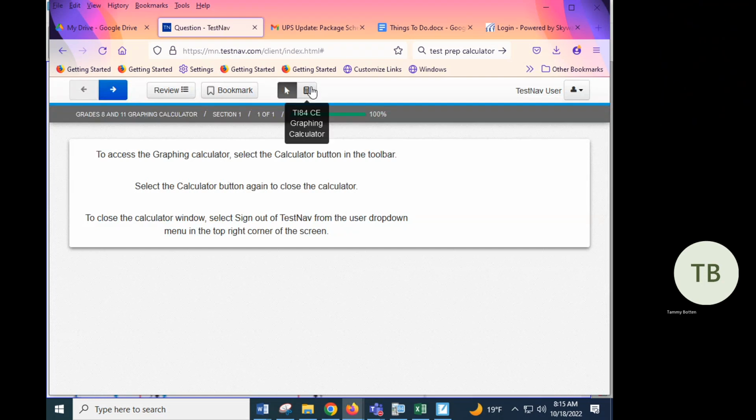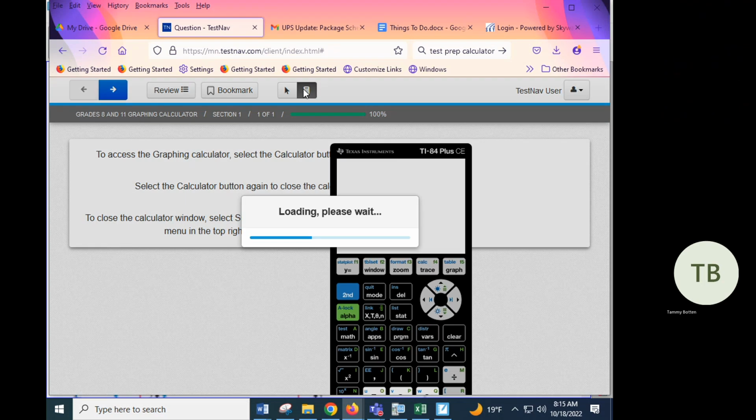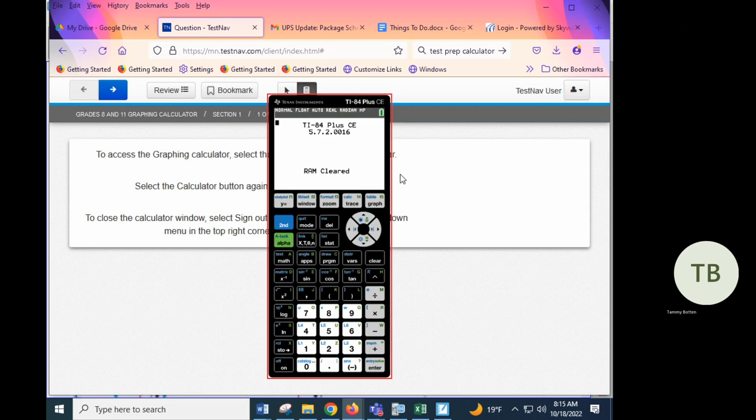Up here in the middle of that toolbar, you'll see a calculator icon. When you use this, you always have to clear this screen. The clear button is right underneath these arrow keys, like 2 above the division. So if you just hit that, okay? We're going to use this today to graph some parabolas.